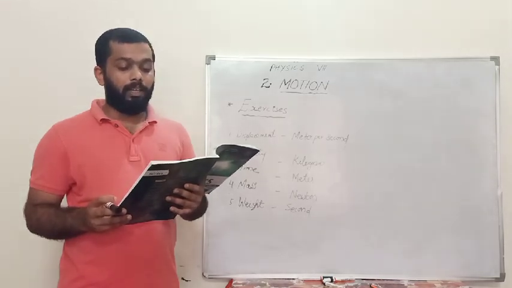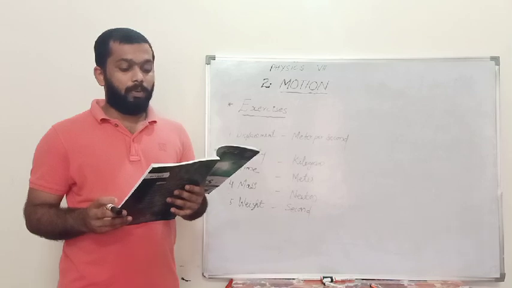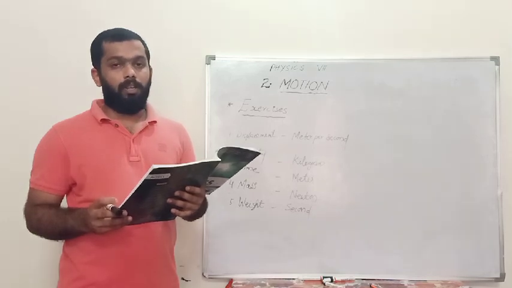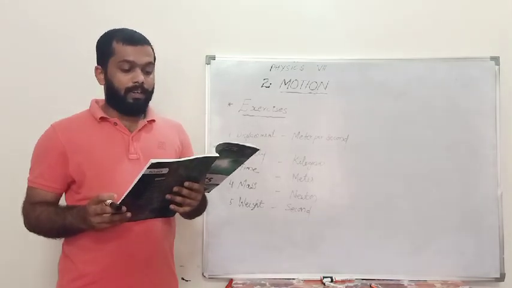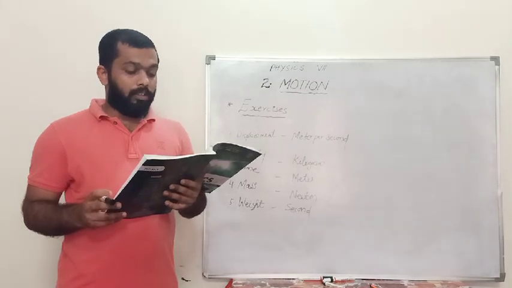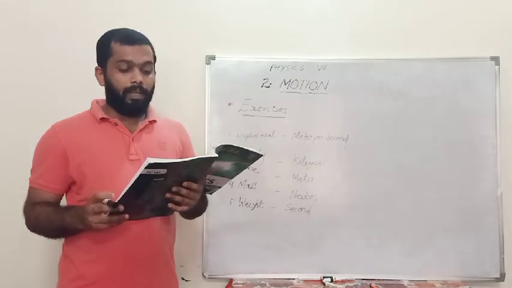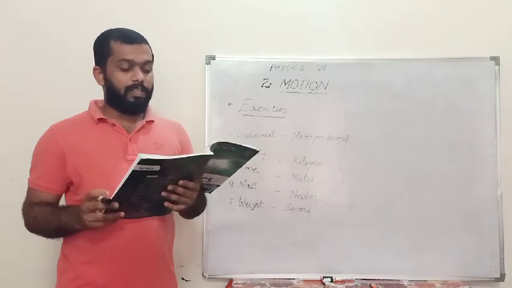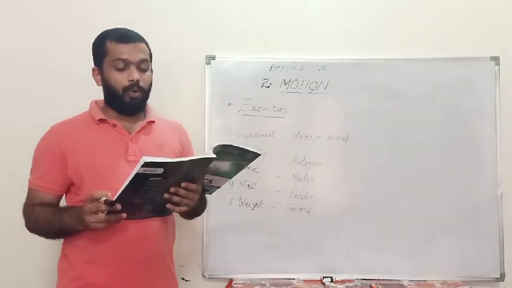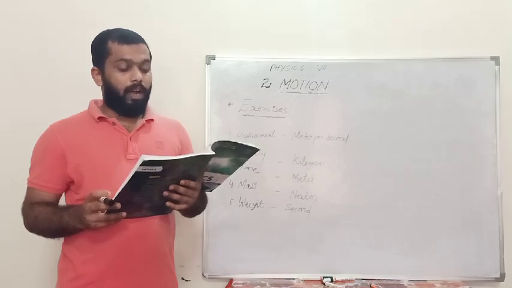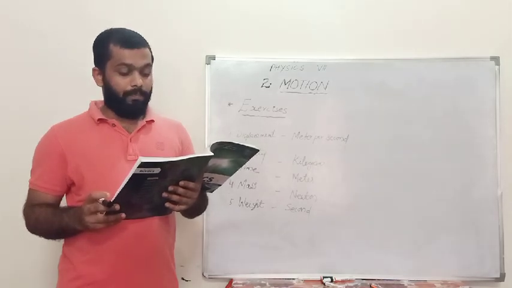Second one, a bullet launched from a toy gun is an example of A. Rectilinear motion, B. Curvilinear motion, C. Circular motion, D. Oscillatory motion. Option A, rectilinear motion. Third one, the motion of a spinning top is an example of A. Random motion, B. Curvilinear motion, C. Rotatory motion, D. Oscillatory motion. Answer is C, rotatory motion.